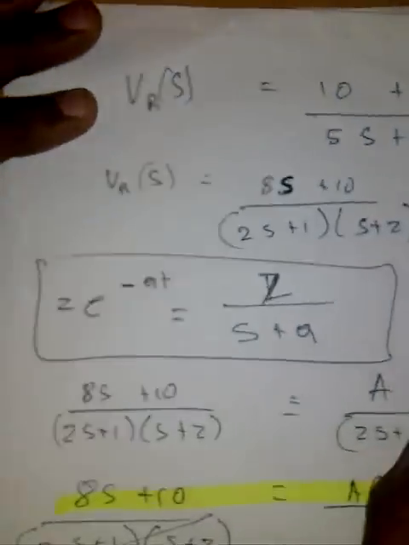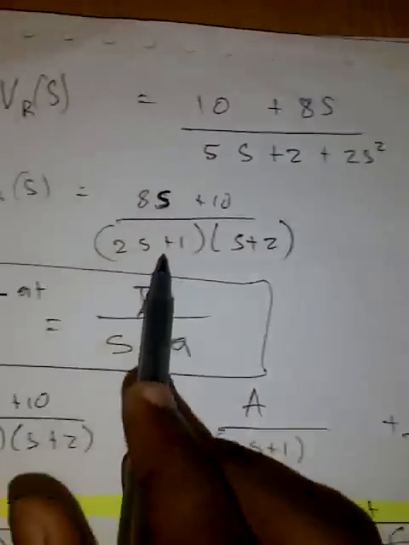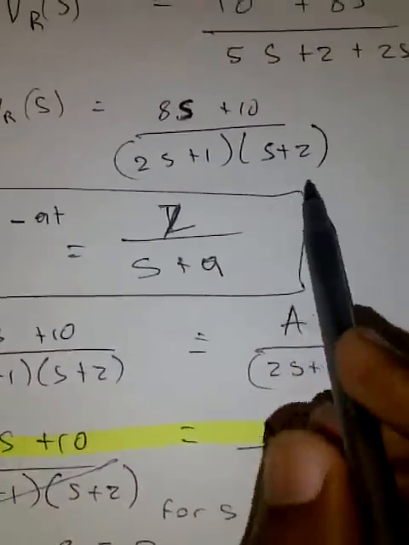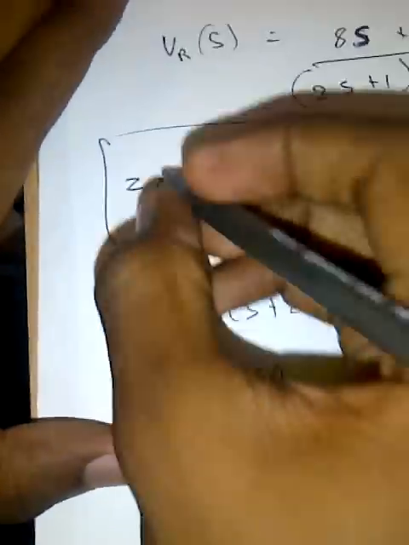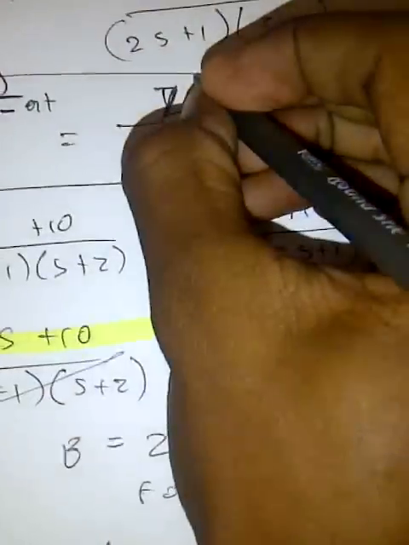Now the value of VRS is what we're going to be using to do a partial fraction in order to get the Laplace form that we're looking for. And this is it right here. VRS is now equal to 10 plus 8s over 5s plus 2 plus 2s squared. And when we factorize this quadratic, we'll get this right here. Now we know for the Laplace form, this form is f of t, and this is f of s, which we're going to get it into.